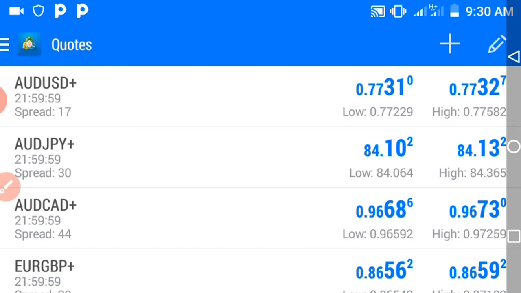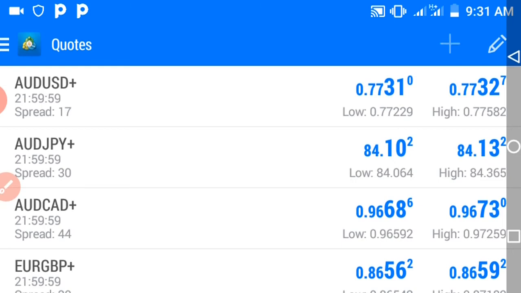Actually, today we've got some nice pairs. I think over 9 pairs we should be looking at, and the pairs are the Aussie dollar, the Aussie Japanese yen, Aussie Canadian dollar, the Euro GBP, the Euro dollar, the New Zealand dollar, the USD Japanese yen, New Zealand CAD, and of course the New Zealand JPY. So you'll be checking out those pairs one after the other. We try to be as brief as possible to make sure you get the exact points which we are trying to point out to you.